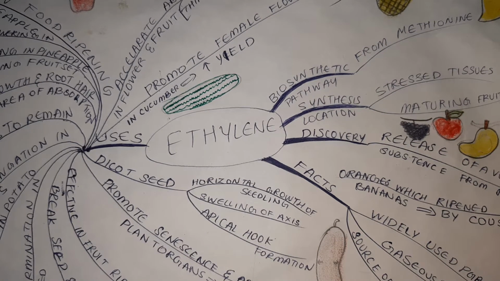In today's video, we will cover the hormone ethylene. Ethylene is a plant hormone. We have also covered the other plant hormones, auxins, gibberellins, and cytokinins in the previous videos. If you haven't seen them, see that first. Now let's talk about ethylene.